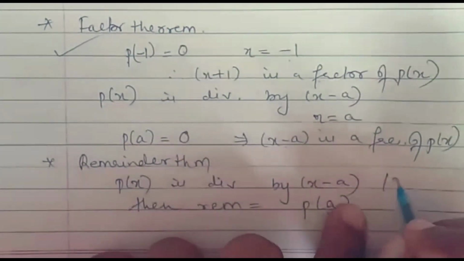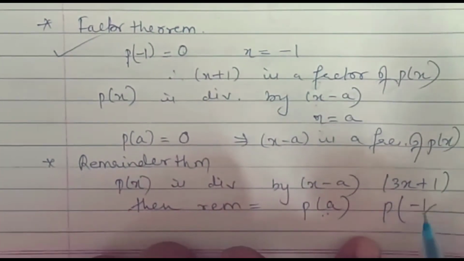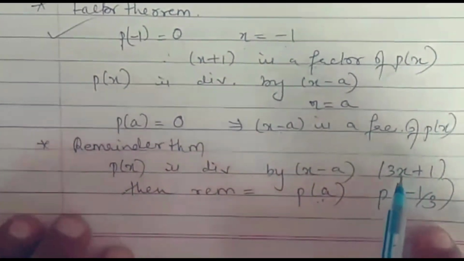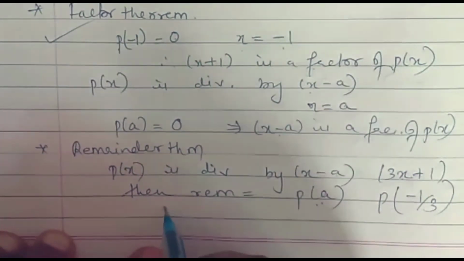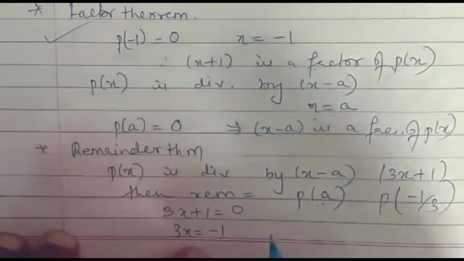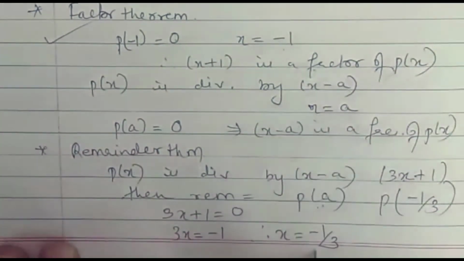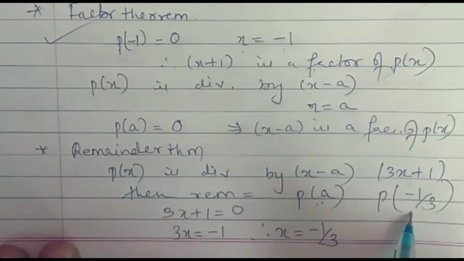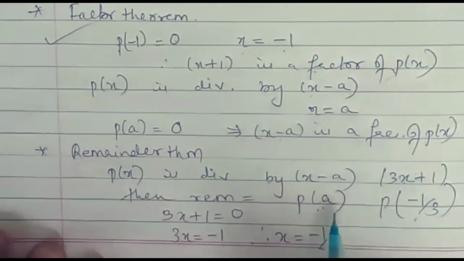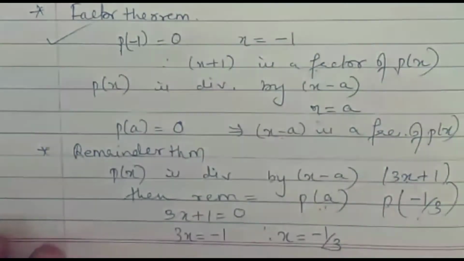If it is 3x plus 1, just see. So we will be writing p of minus 1 upon 3. You have to obtain the value of x. See how you can obtain it. 3x plus 1 is equal to 0, 3x is equal to minus 1, and so x is equal to minus 1 upon 3. So this value of x you are going to place here. This is the way you can obtain the value of x, and that will be your remainder, right?